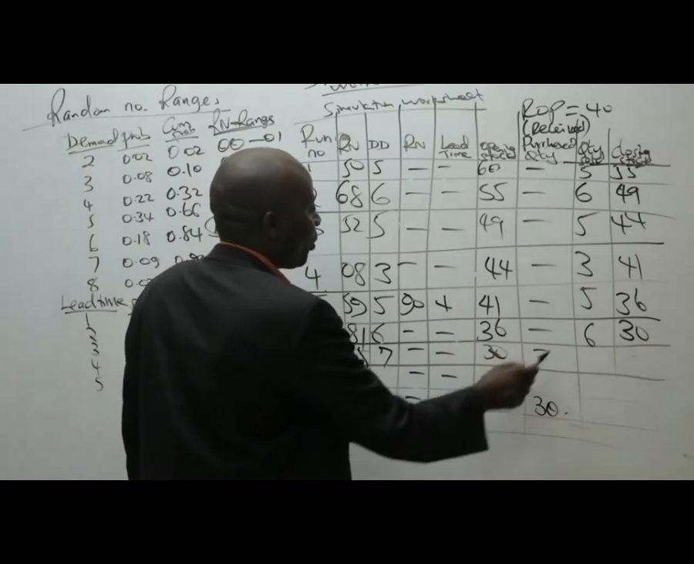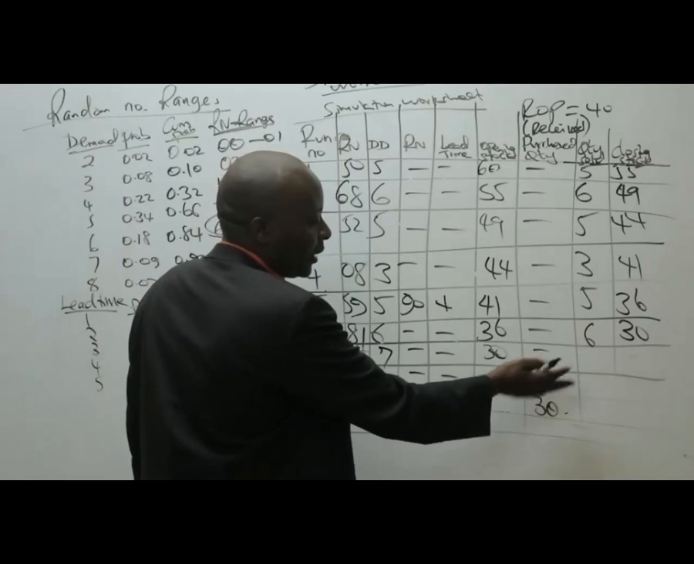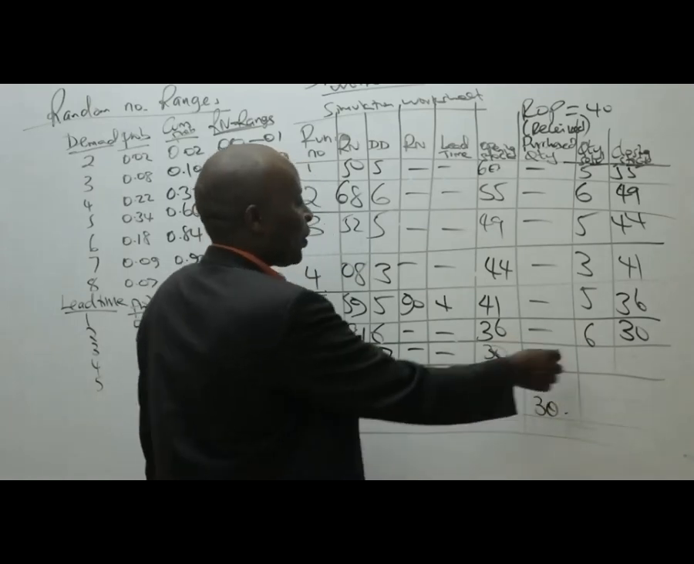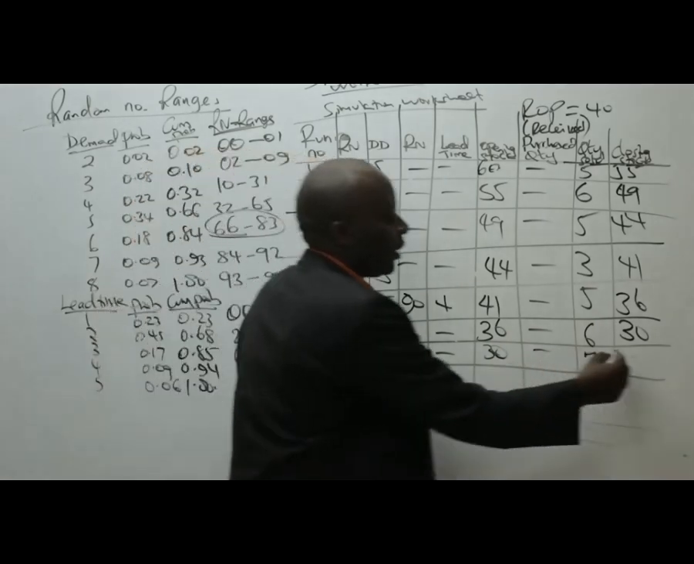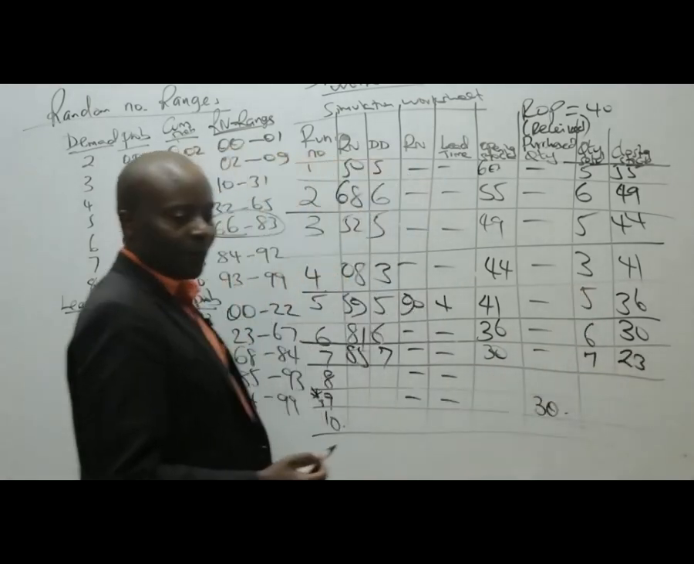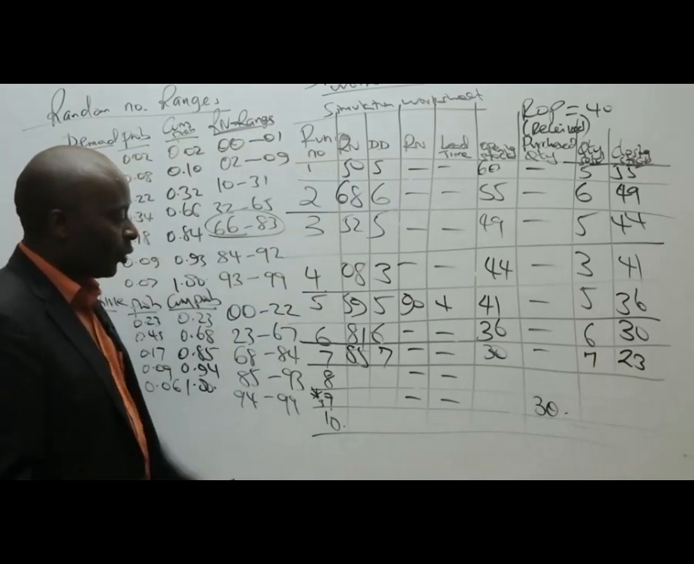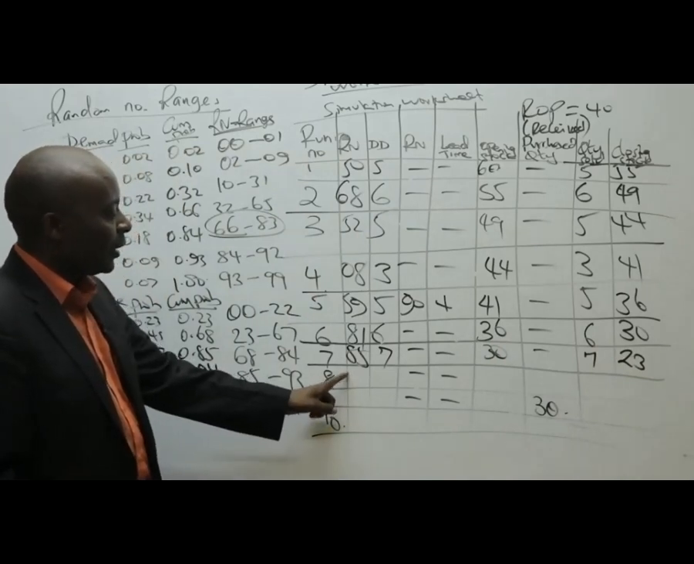Quantity purchased, of course, I'm not going to receive anything there. Here is dash, right? How many do I sell? I sell 7 there. So in this case, 30 minus 7 gives me 23. I love this. Go to the next one. Please give me the next random number.